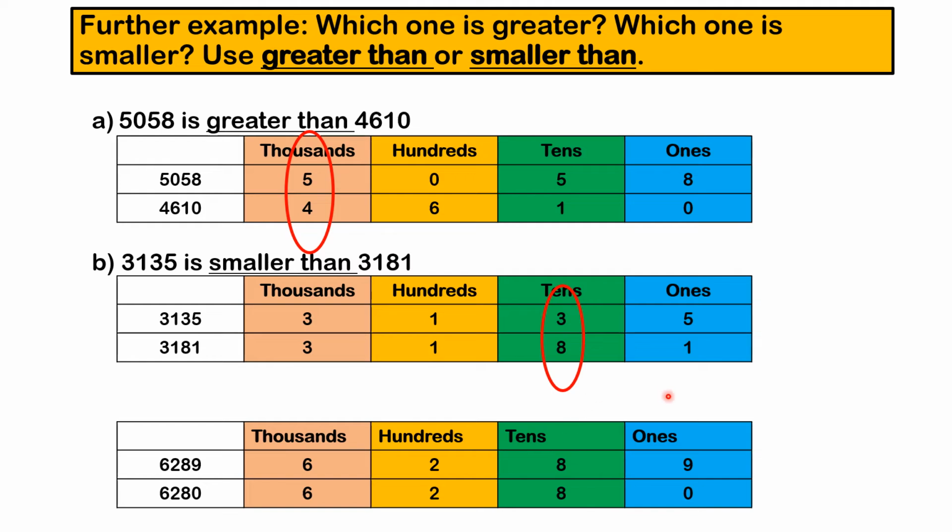So we go to ones, where we have 9 ones and 0 ones. Therefore, 6,289 is greater than 6,280.